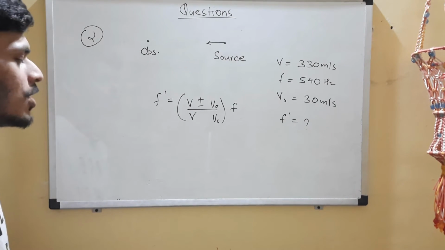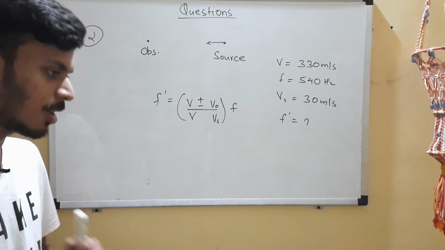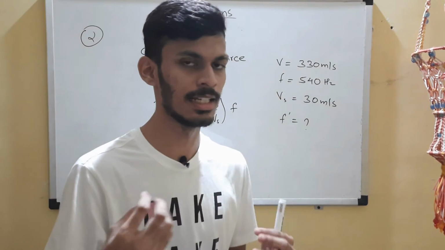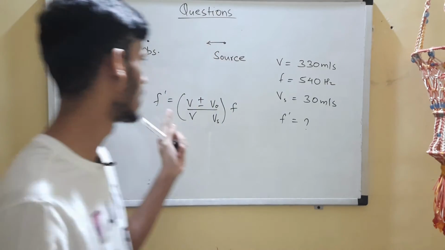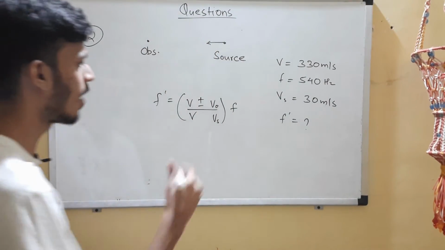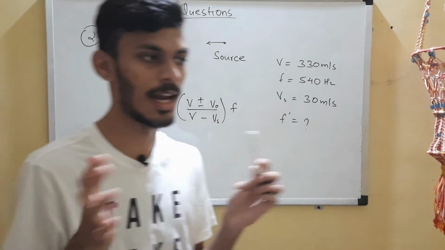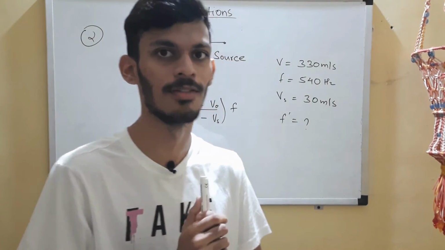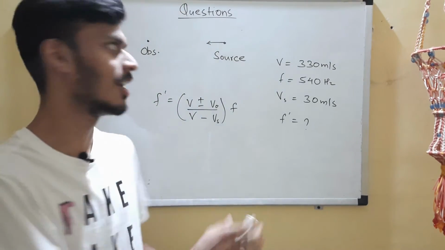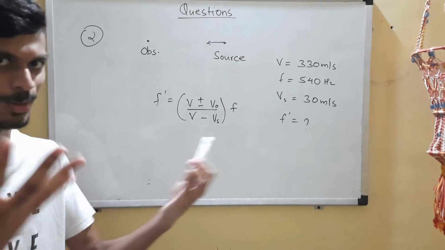And the source, you see, is moving towards the observer. Towards means it is trying to increase the apparent frequency. Now Vs is in the denominator, so you have to subtract: V minus Vs. You decrease the denominator in order to increase this f dash for the towards case. Let's do it again.